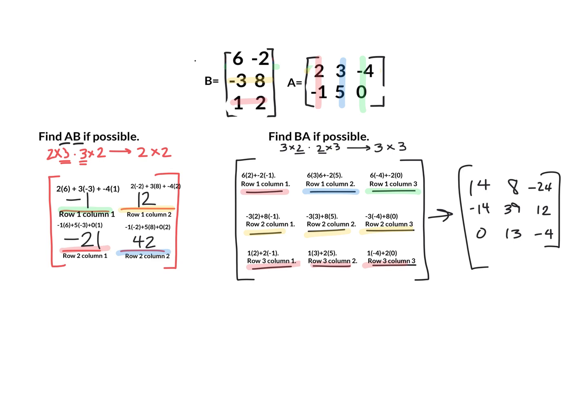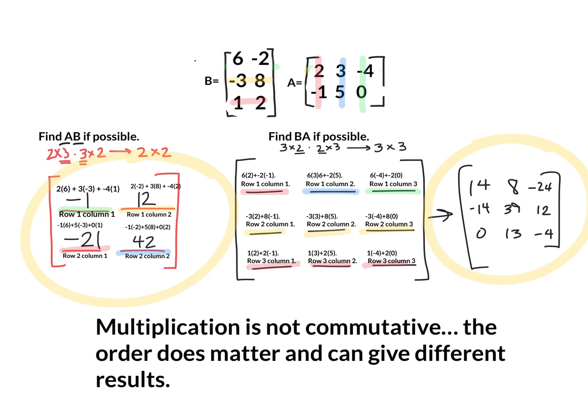All right, so comparing these 2 examples, I want you to also see that when we multiplied these in a different order, we got a different answer. So these 2 final products are obviously not equivalent to one another. So it does matter the order that you multiply. So you need to know that the order does matter and it can give different results.